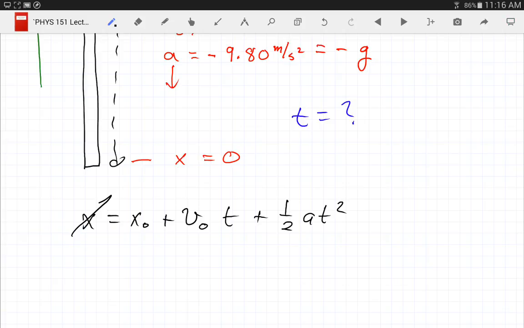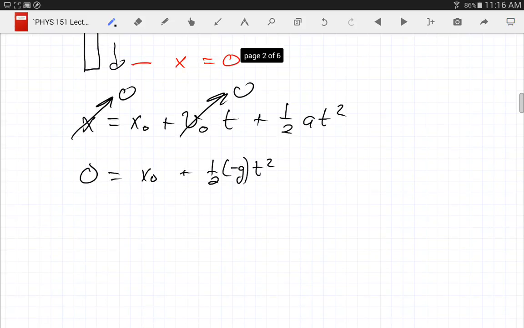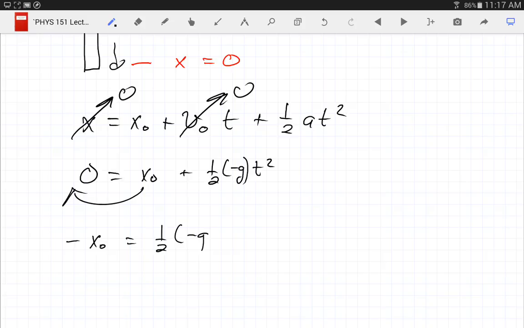But I do put in zeros right off the bat. So my x final is 0, my v initial is 0, so I put those in to make my life easier. Then I'm left with 0 is equal to x0 plus 1/2 a t squared. Well, my a is minus g, so I'm going to substitute for a minus g. And then I need to solve it for time. So to solve it for time, I will move this across. Minus x0 is equal to 1/2 minus g t squared. Multiply both sides by minus 2 over g.